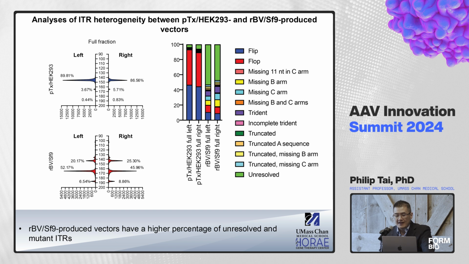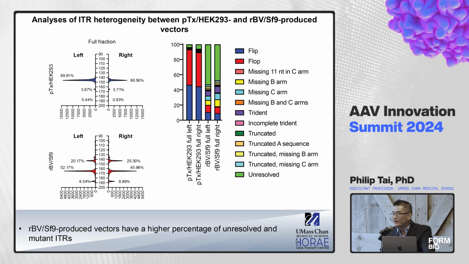The other thing that we had indicated was that they do fall into specific categories. So either you have a 22 nucleotide deletion of the B arm or a 22 nucleotide deletion of the C arm. We also see some compositions where we get an 11 nucleotide deletion in the C arm.